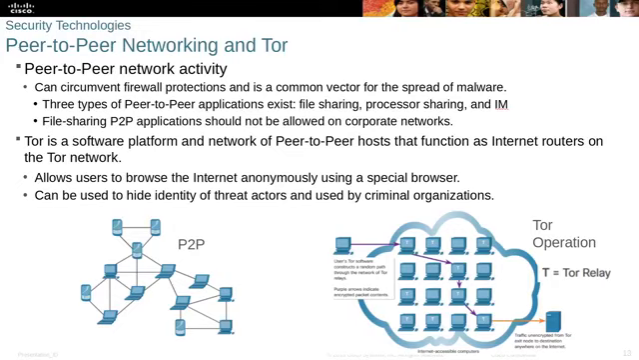Tor, the Onion Router. This is a software platform and a network of peer-to-peer hosts that function as internet routers on the Tor network. The Tor network allows users to browse the internet anonymously. Users access the Tor network by using a special browser. When a browsing session is begun, the browser constructs a layered end-to-end path across the Tor server network. This is encrypted. Each encrypted layer is peeled away like the layers of an onion, hence the term onion routing, as the traffic traverses a Tor relay.